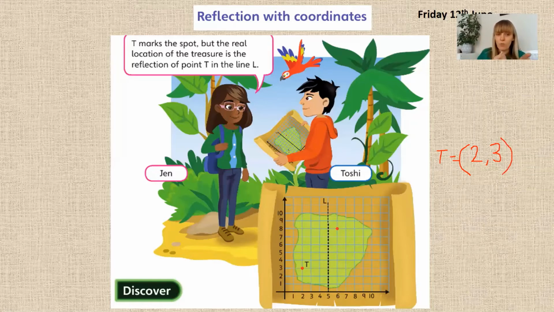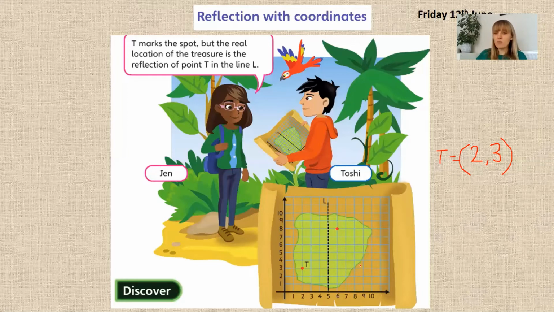Now let's go back to what Jen is saying. T marks the spot. We've worked out the coordinates, 2, 3. But the real location of the treasure is the reflection of point T in line L. Now, this is actually telling us this line here, look, line L is our reflection line. And we've got to reflect it over the other side, and that's going to give away where the treasure is.